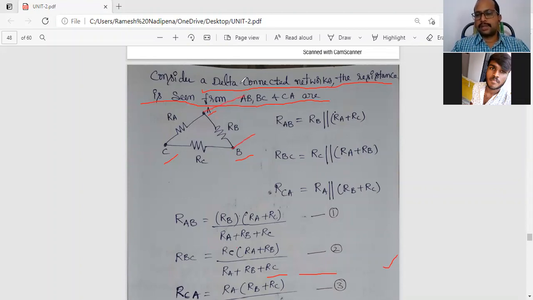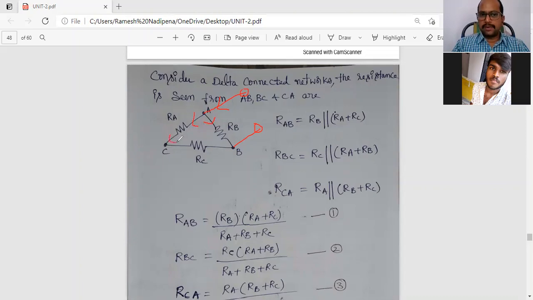Similar to the star connected network, we need to calculate RAB. Here also connect a battery across the AB terminals. The battery delivers current passing through RB as well as RA and RC. The procedure is the same. So let us assume some current flow. This current is divided into two parts.